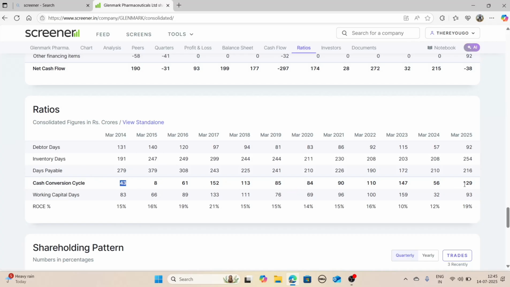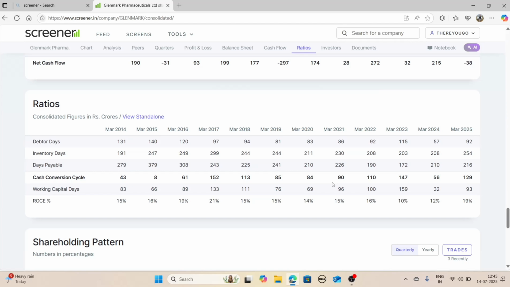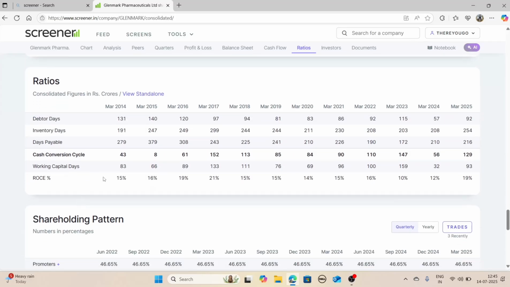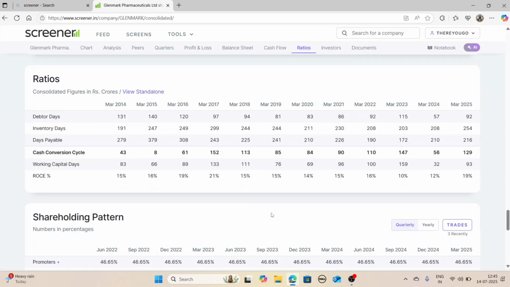Till now it is positive, looks like they are getting a positive cash cycle, and it has been good for the company over the years. Debtor days, inventory days, and days payable. Okay. Working capital days and return on capital employed.